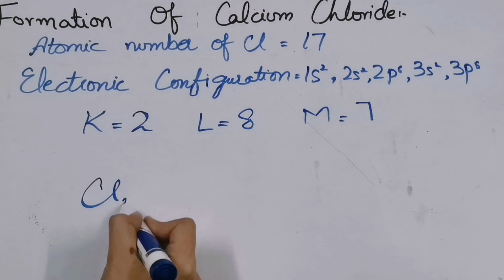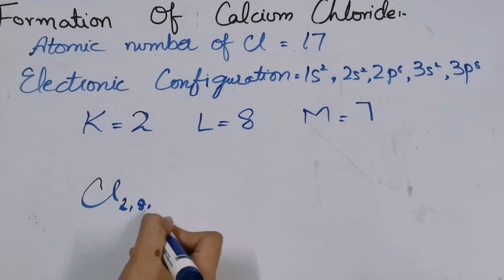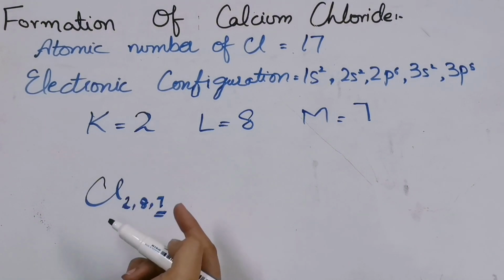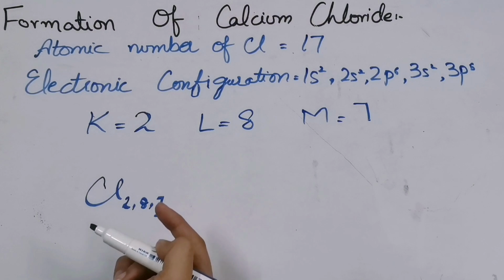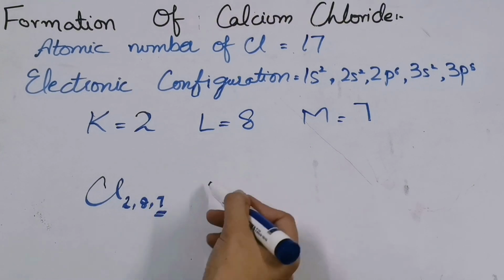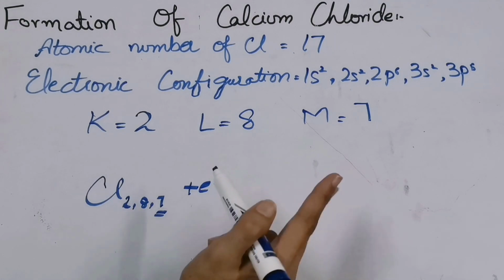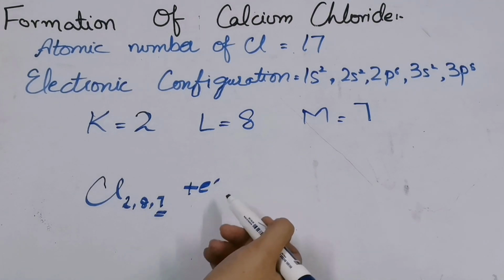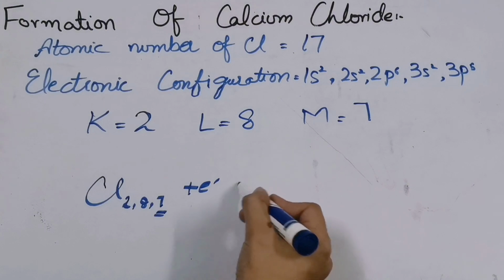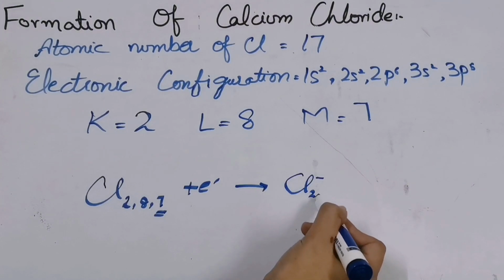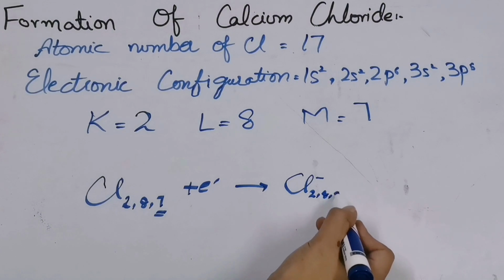Cl, 2, 8 and 7. Here it is 7. So if this chlorine will gain 1 electron, it will attain the noble gas electronic configuration. So now it will accept an electron. Calcium donated 2 electrons, right? Chlorine will here accept 1 electron and it will convert into a negatively charged species. And here it will be 2, 8 and 8.